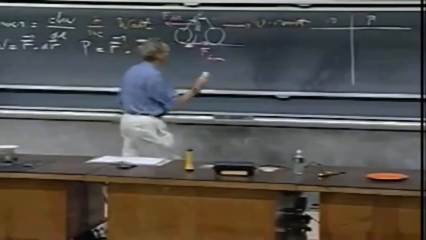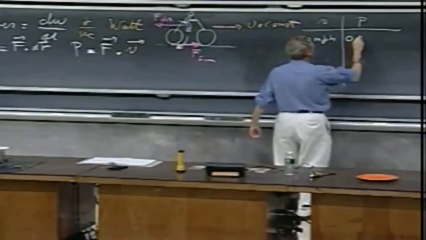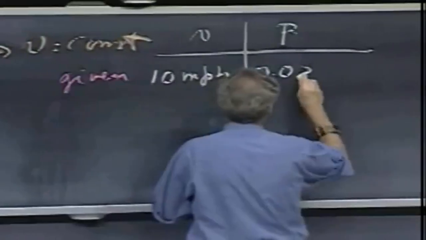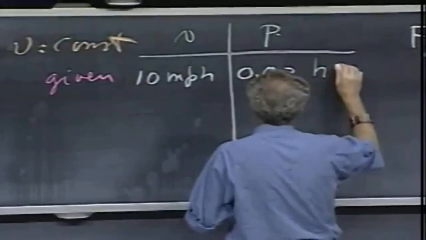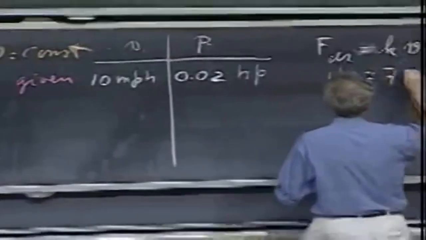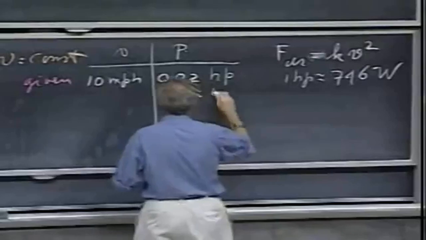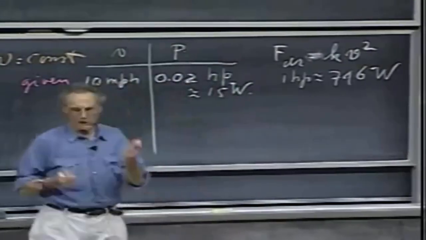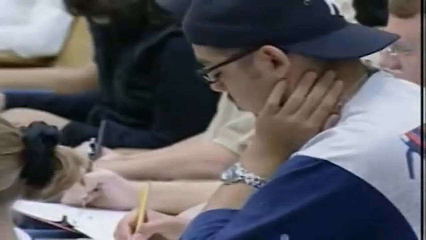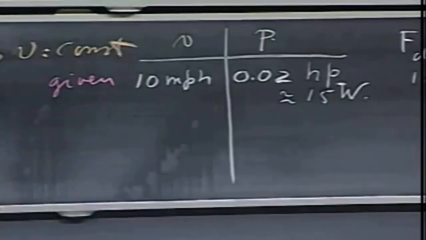Then, if I have 10 miles per hour here, I drive 10 miles per hour, and I tell you that the power, this is a given, this is not something that I show you, is about 0.02, around 1/50th of a horsepower, and 1 horsepower is some crazy unit, 746 watts. So this is about 15 watts. So I'm pedaling, and I keep my speed 10 miles per hour, and I have to generate 15 joules per second on average. But now I want to go to 25 miles per hour.